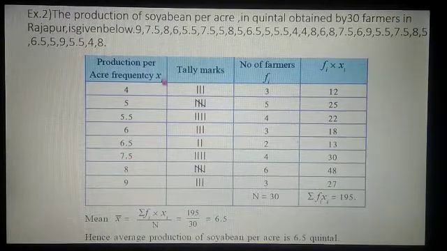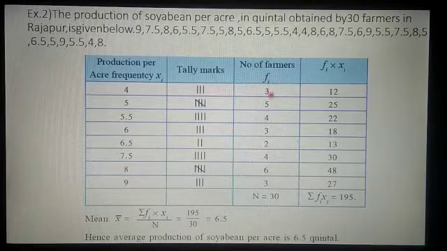and 9. Now 4 occurs how many times? That many times we will count and write down in the number of farmers. So 4 occurs 3 times. So tally marks are 3, and the product of fi into xi, 3 4s are 12. Now 5 occurs 5 times. So tally marks are 5, four and this one diagonally will be the fifth. So 5 5s are 25.